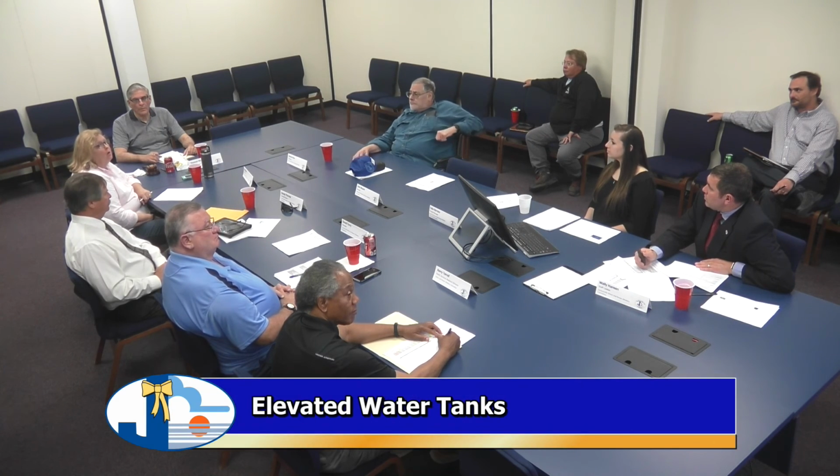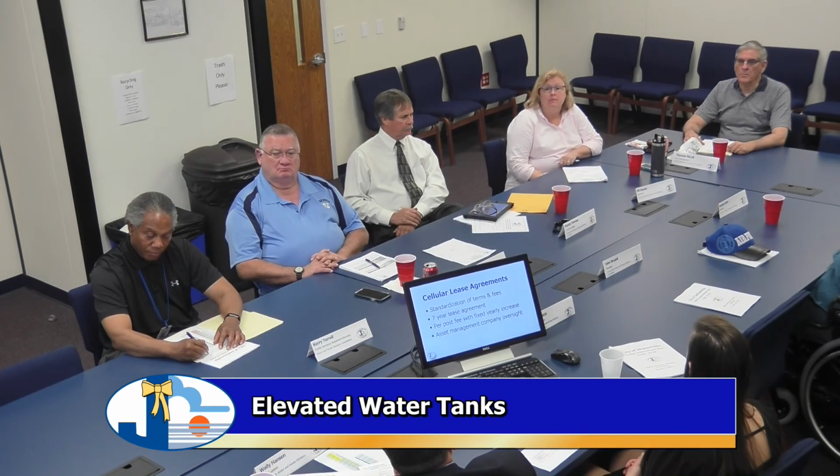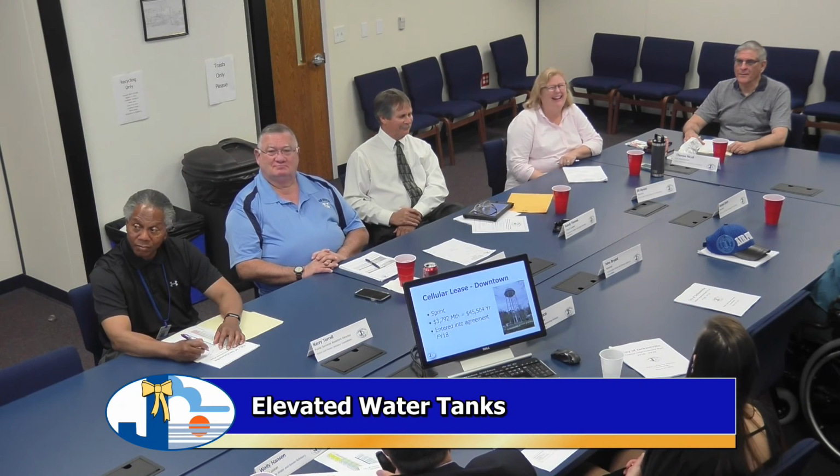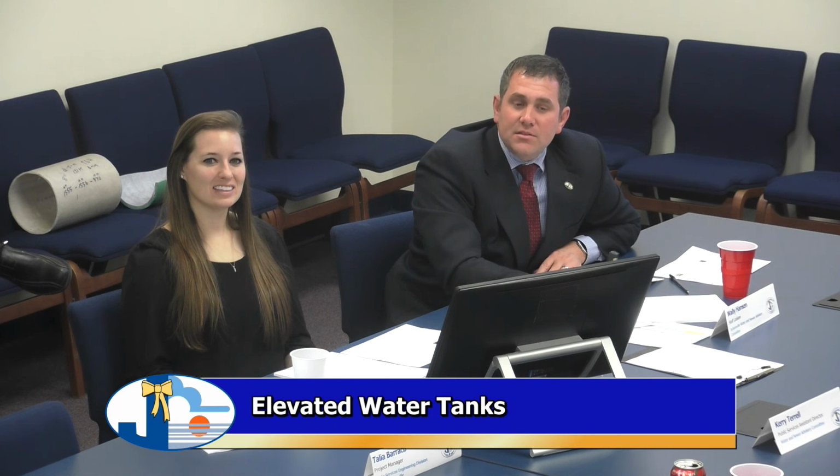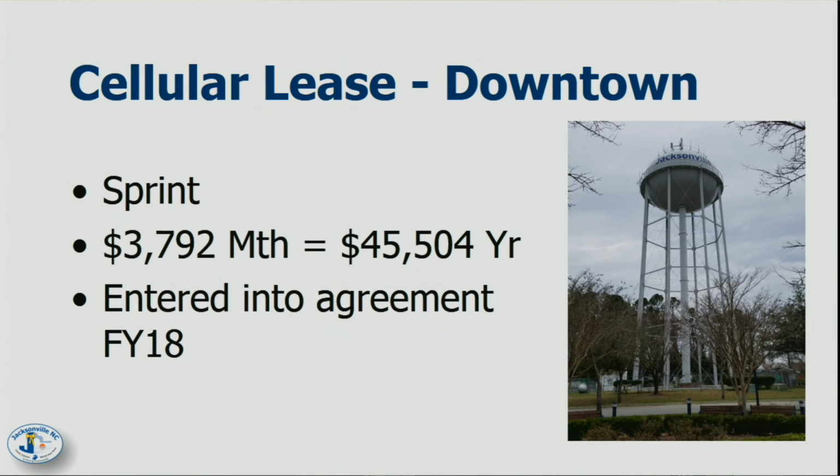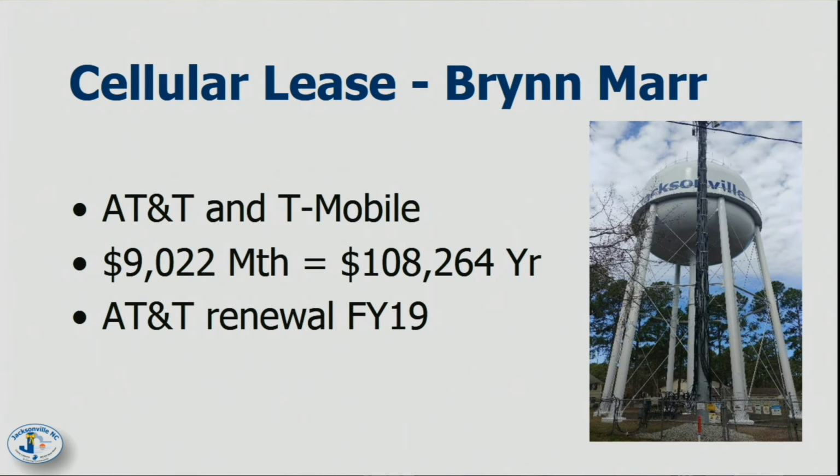Just ballpark, how much do we make on those? I'll get to it. I have that for you. So on the downtown, we have Sprint. We get roughly $45,000 a year. We entered that agreement last year. That's what, 19, right? Last fiscal year. And on Bryn Mawr, we actually have AT&T and T-Mobile. We collect $108,000 per year, and that was renewed.